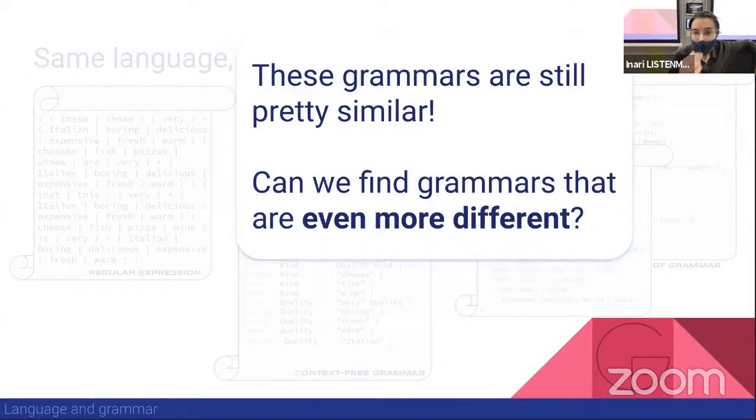So these three types of grammars are still pretty similar. They differ in only one dimension, and there are many more dimensions. So let's broaden our horizons and see how grammars can be even more different. These are already pretty different, but other grammars can be even more different.